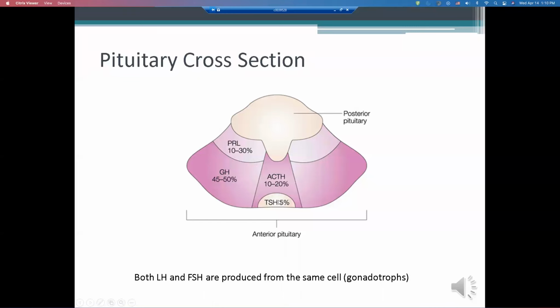ACTH and TSH cells are usually in the midline anteriorly. And LH and FSH producing cells are dispersed everywhere. The importance of this in general is that the affection of the pituitary due to tumors does not exert the same effect on all hormones.